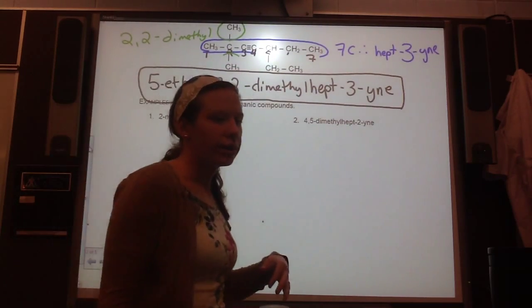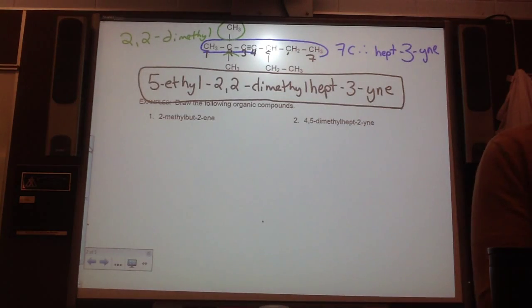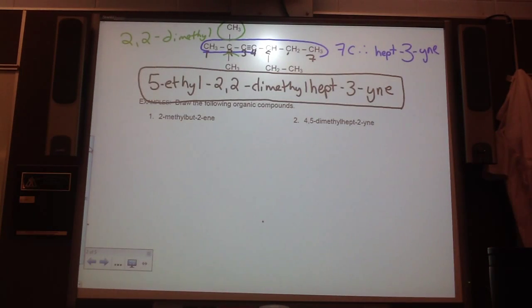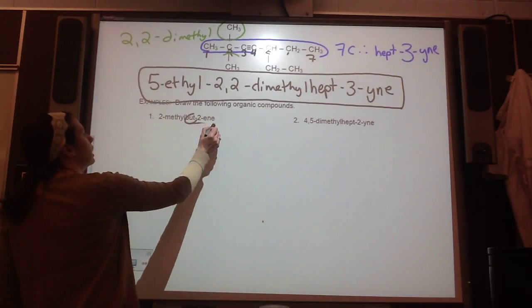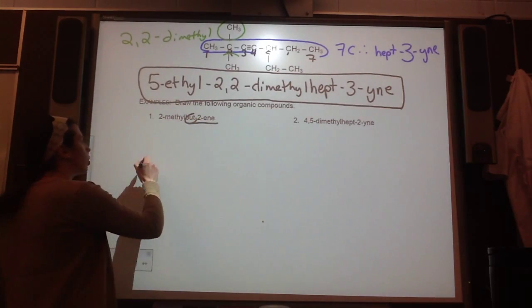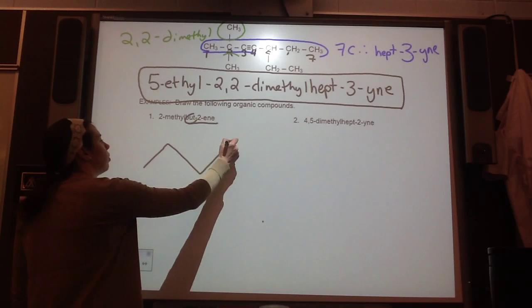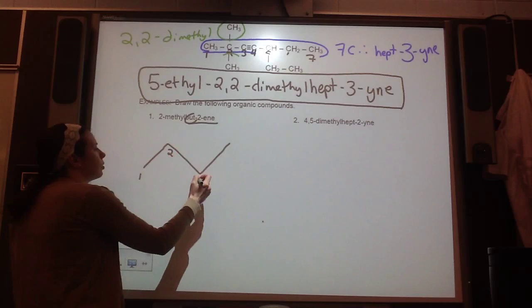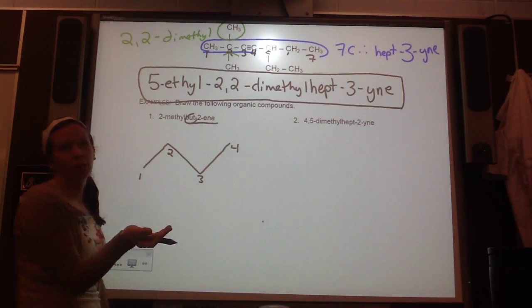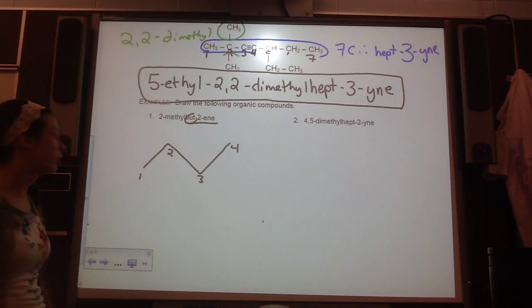Okay, now let's try drawing some. Draw the following organic compounds: 2-methyl-but-2-ene. Again, start at the very end of the name and don't get overwhelmed. We know we start with butene as our parent chain. So go 1, 2, 3, 4. I'm going to number them right now, because I get to decide the numbering, so you can put in the numbering right away.